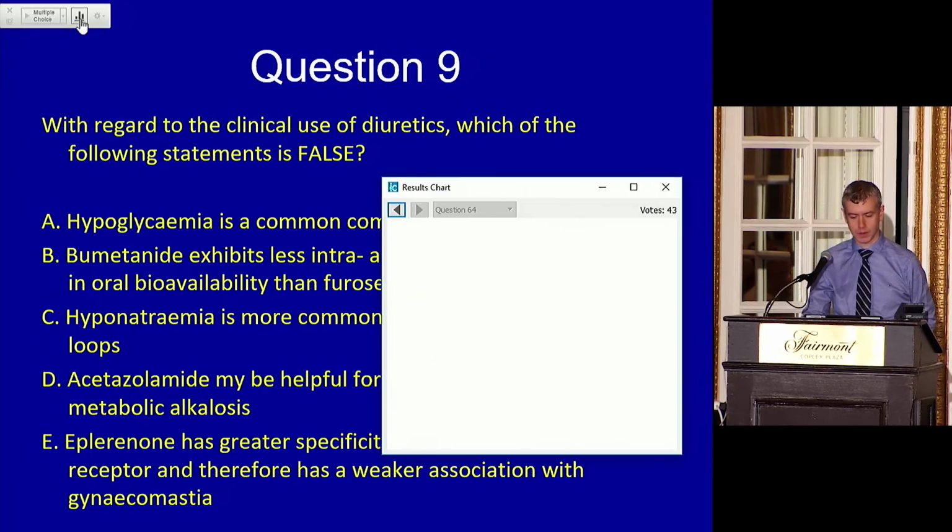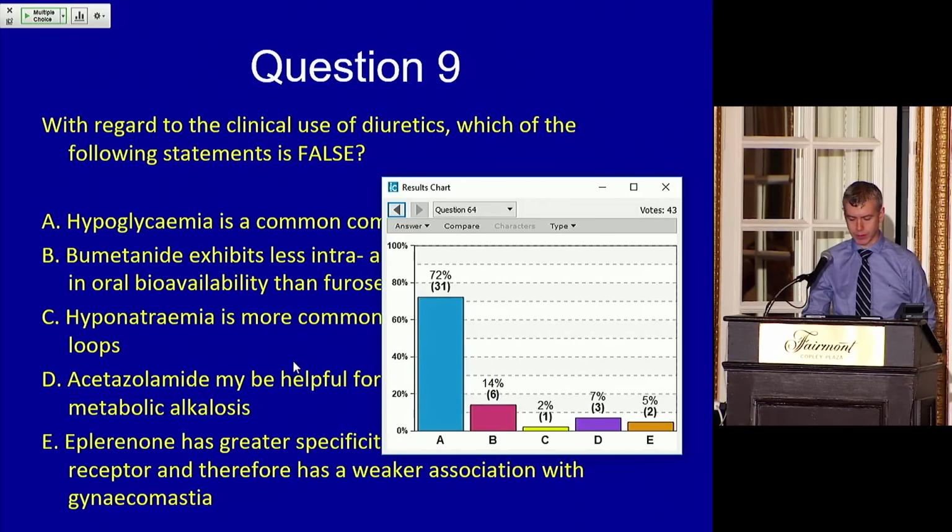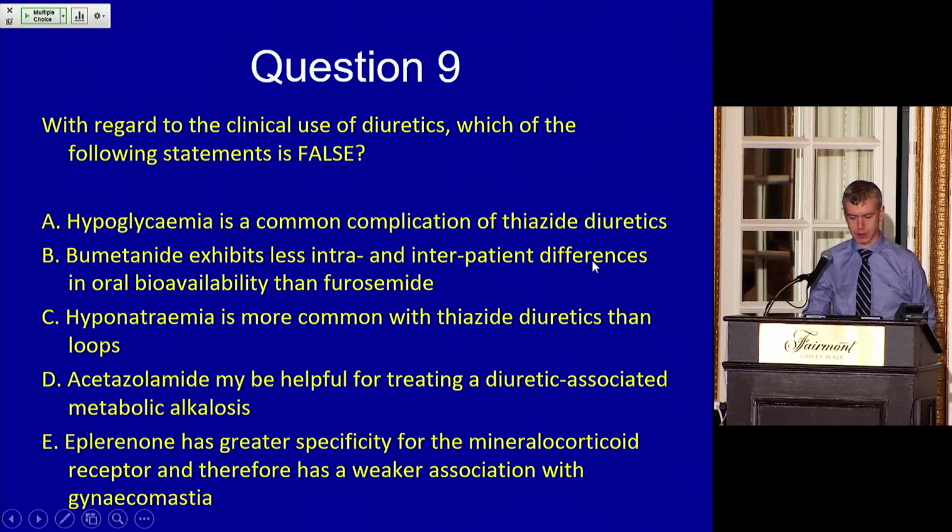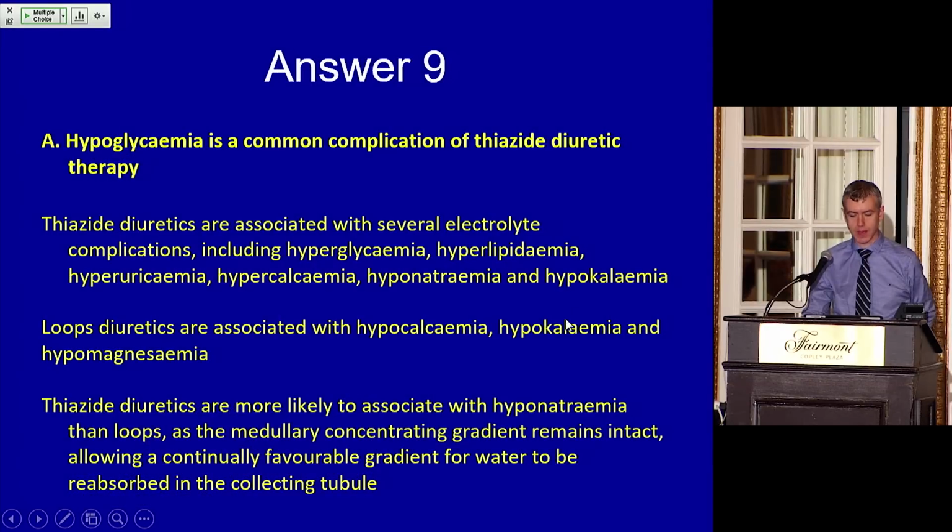So most people are going for A, okay, which is the correct answer. Okay. So thiazide diuretics are associated with several electrolyte and metabolic complications, including hyperglycemia, hyperlipidemia, hyperuricemia, hypercalcemia, hyponatremia, and hypokalemia. On the other hand, loops are associated with hypocalcemia, hypokalemia, and hypomagnesemia.